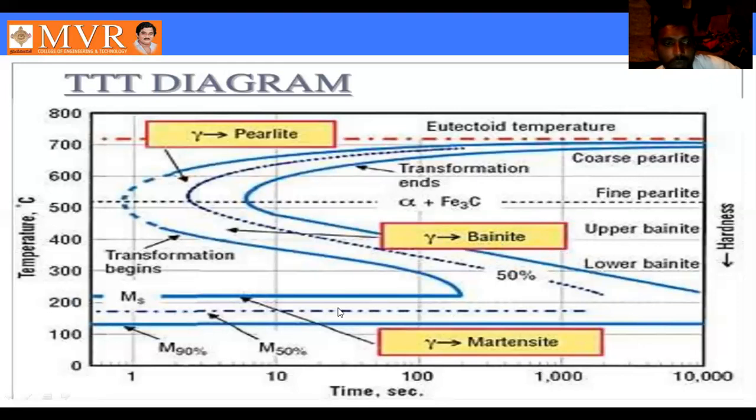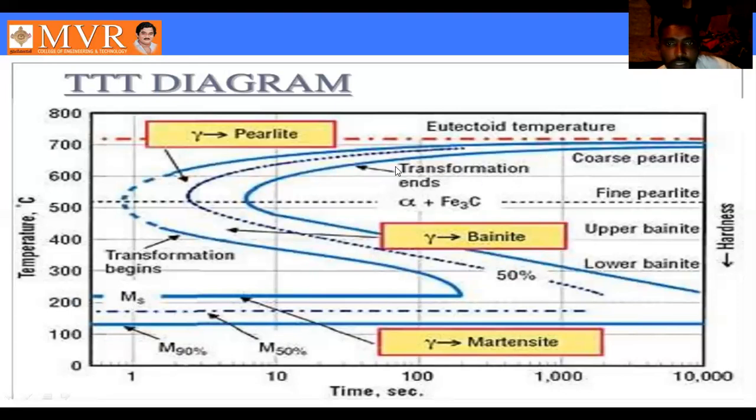See here, it is gamma martensite. Here it is martensite 50%, and this is martensite 90%. The transformation is changing here. From here onwards we can see the martensite structure. We can observe 50% martensite here, 90% here, and a completely 100% martensite structure here.